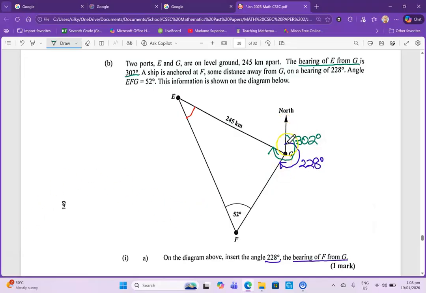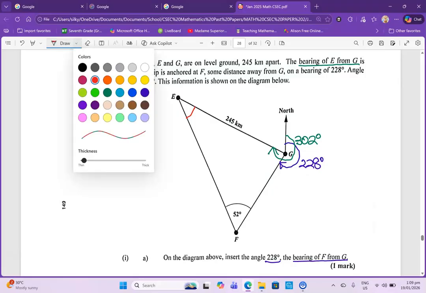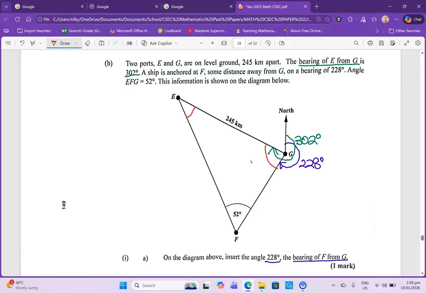So that entire angle in green is 302 degrees. Since both these bearings start from the north line, one goes up to FG, one goes up to EG. The difference between those two angles will be this angle here between EG and FG. So if I subtract 302 minus 228, I will get 74 degrees. So angle G is 74 degrees. If I add now 74 plus 52, that's 126, and I take that away from 180, I will get angle FEG to be 54 degrees.